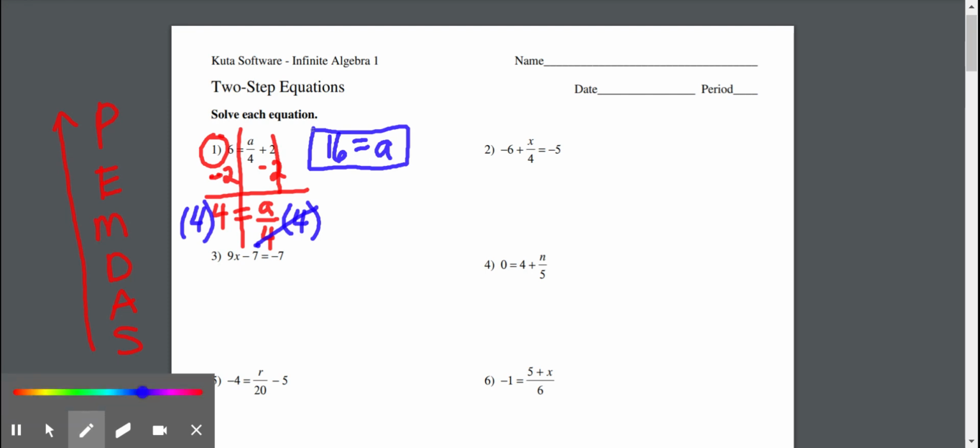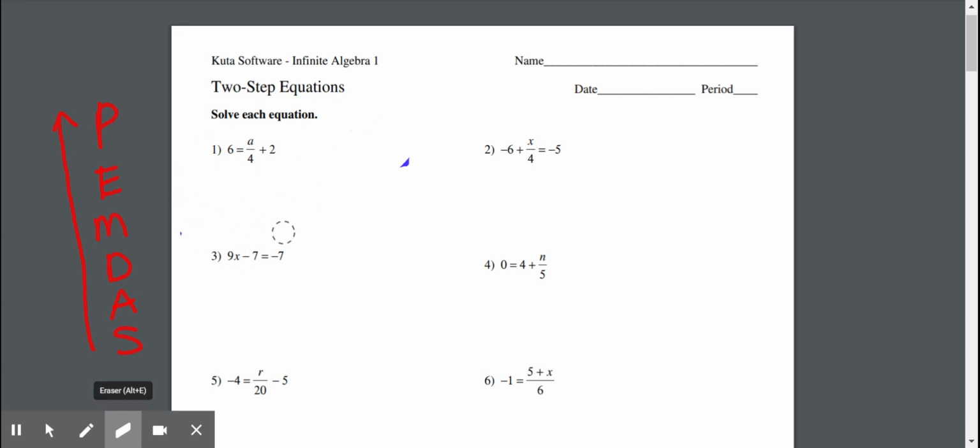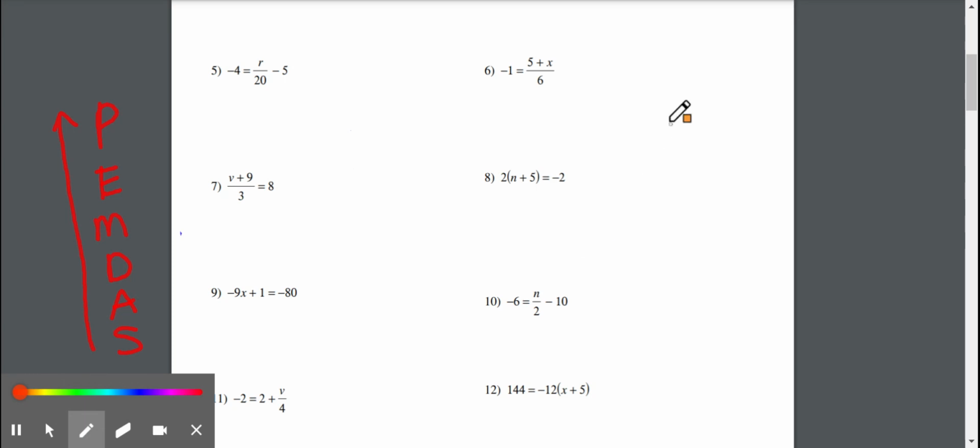But if you notice, there is actually another problem with a fraction in it as well. Number 6. Come down here to number 6. It also has a fraction. As you can see, the difference is that the addition is actually within the fraction. So if there's just one big fraction like that, versus a small fraction with addition or subtraction on the outside, we want to get rid of the division first and then subtract.